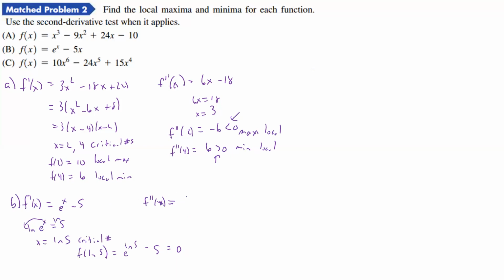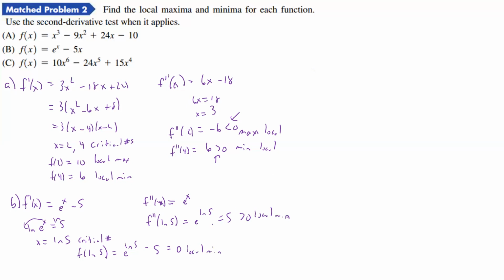And so the derivative of this, well, that's just e to the x. So that's not too bad. Then if we plug in our ln of 5, that's e to the ln of 5. Well, that just gives us 5. And that's going to be greater than 0, so that's going to be a local min. This says there is a local min over here at our ln of 5. And that's using, again, the second derivative test to get to that point.